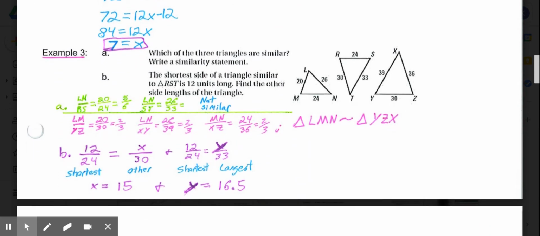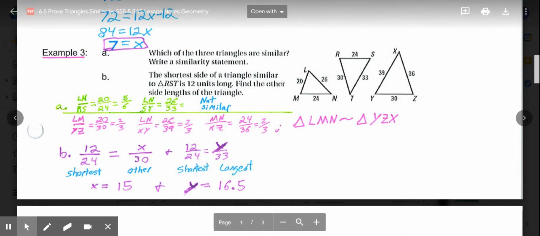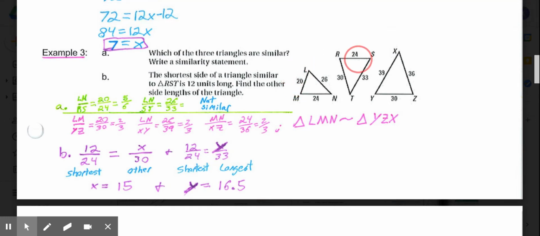Then in example 3, A and B, it says which of the three triangles are similar? Write a similarity statement. So for part A, that's what we want to check. Let's do that first. The first thing I want to do is match up my shortest sides. On this triangle, LM is my shortest, and on this triangle, RS is my shortest.